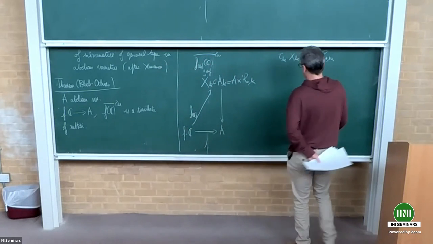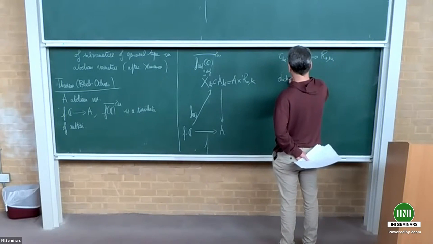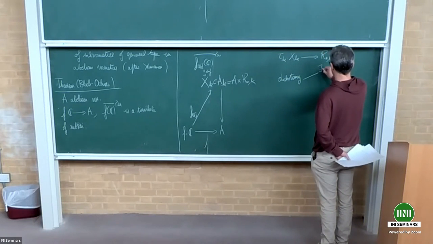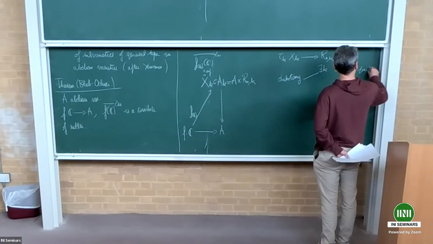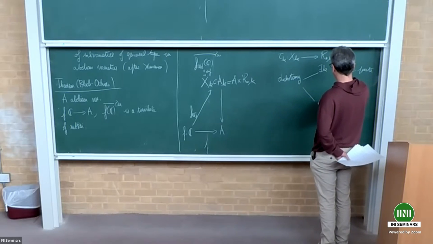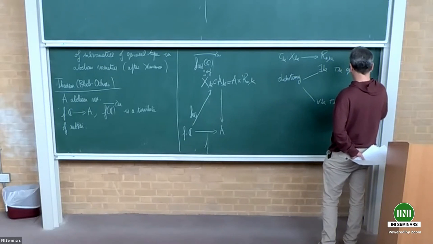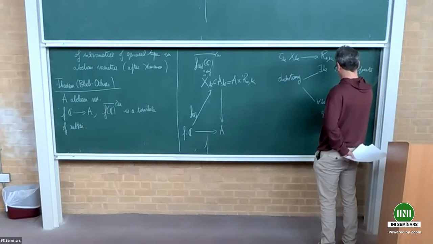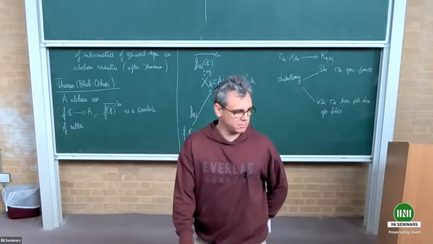And so there was a dichotomy, if you remember. Either there exists some k where tau_k is generically finite, or for every k, tau_k has a positive dimensional generic fiber. This was the key step of the proof.